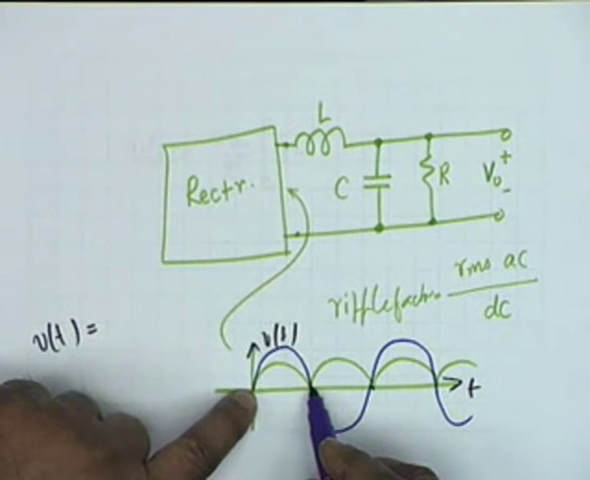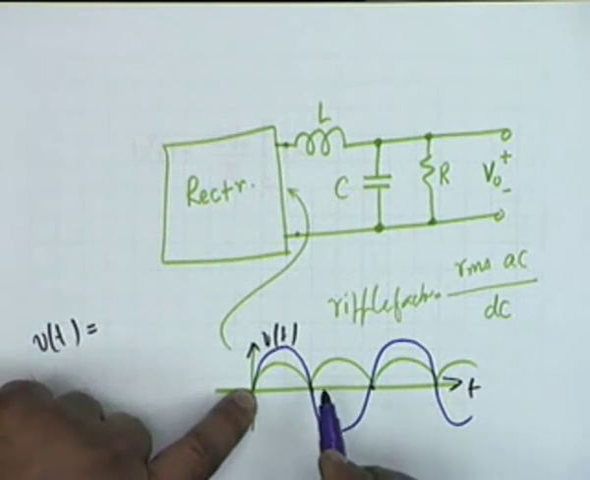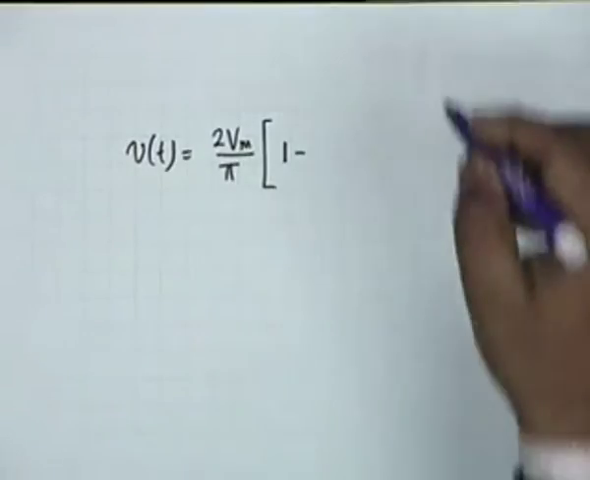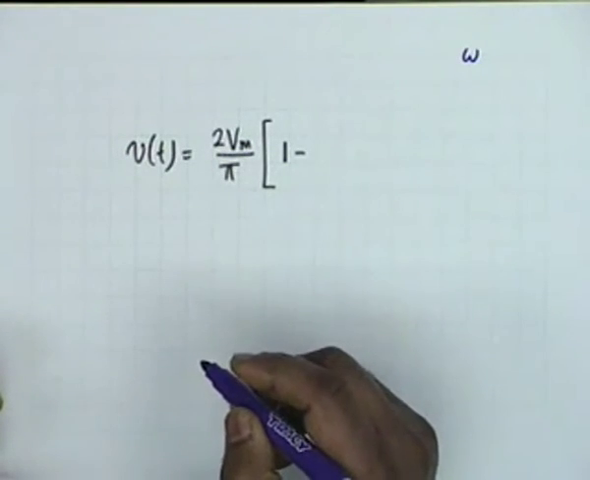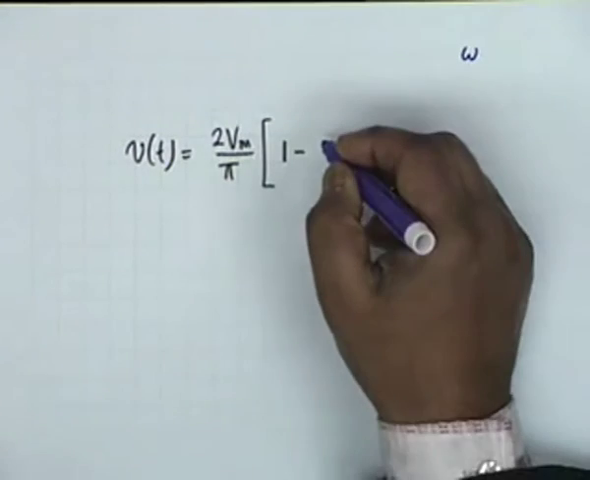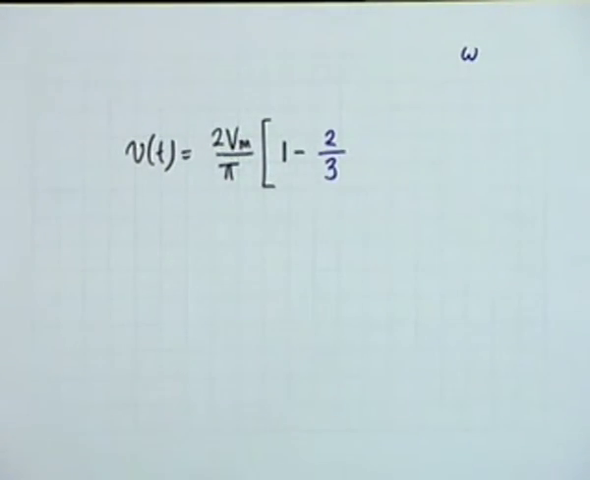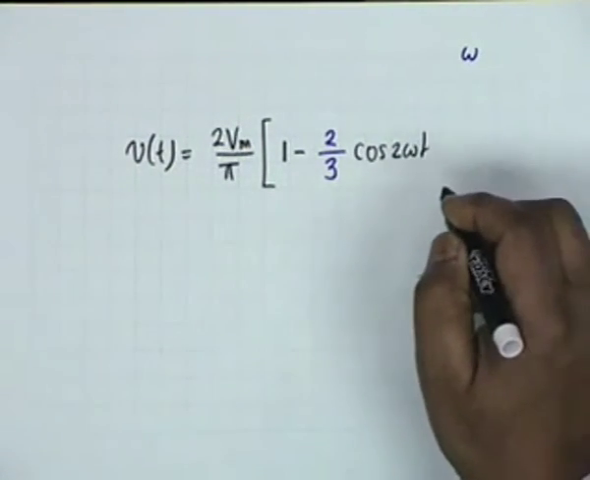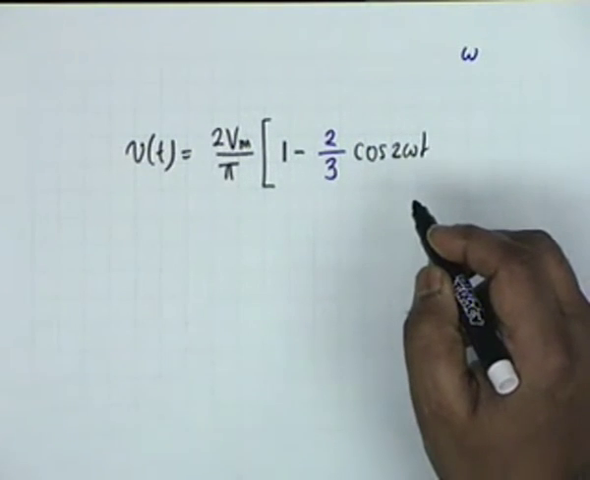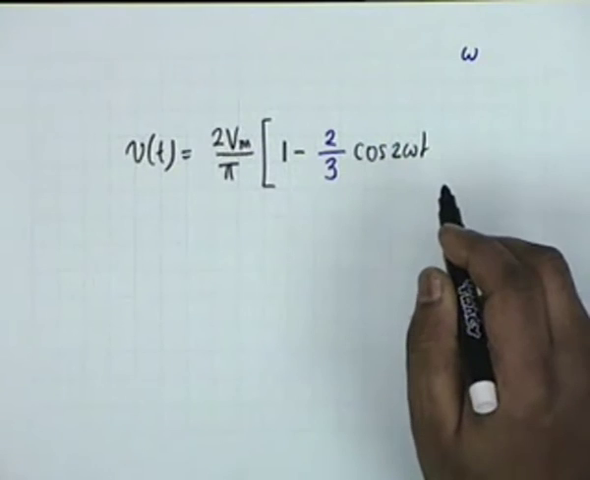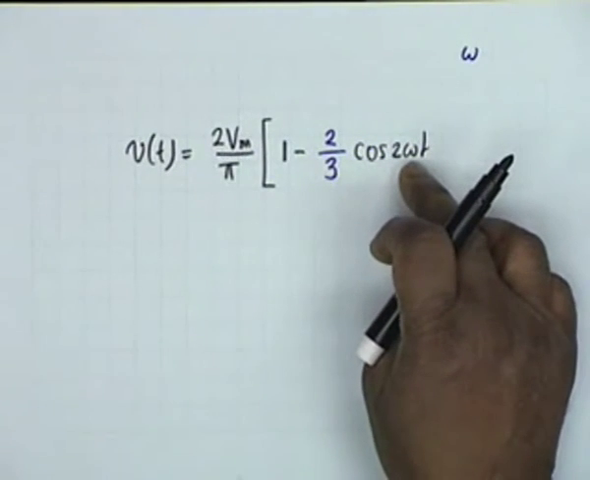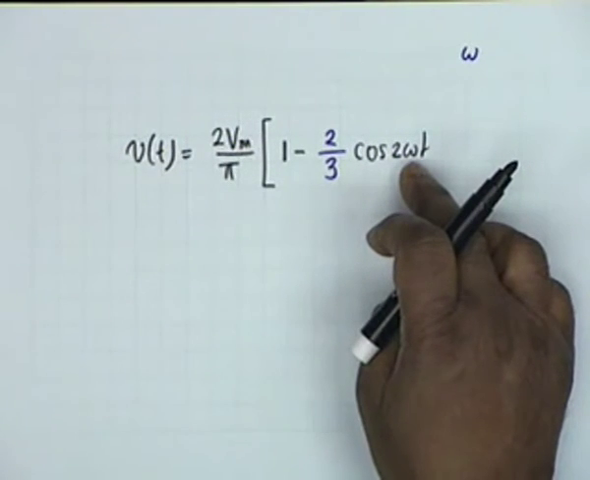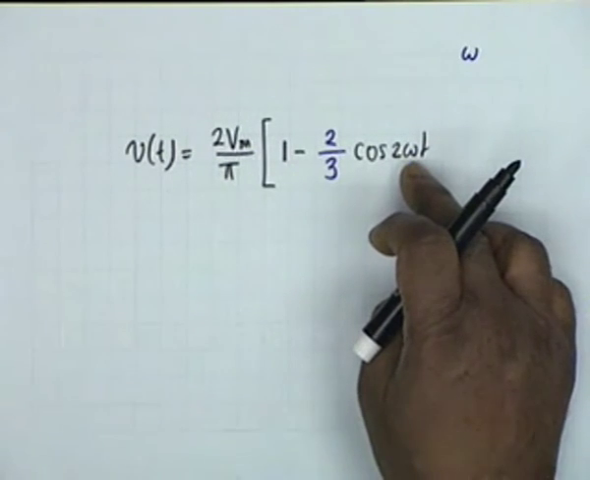Obviously, the output waveform's frequency is double that of the input, and therefore if the input waveform has a frequency omega, the output waveform has a frequency twice omega. And what we have is, by Fourier analysis, one can show that this is 1 minus 2/3 cosine 2 omega t. This is the second harmonic, because the frequency of this is harmonically related to the input frequency to the transformer. Input frequency is omega and this is 2 omega.